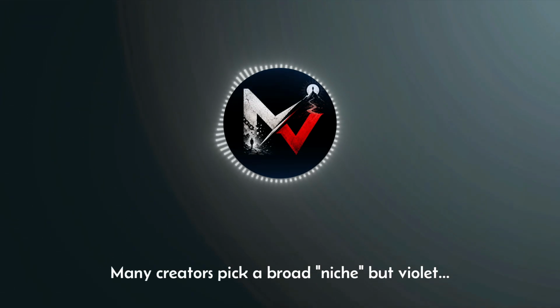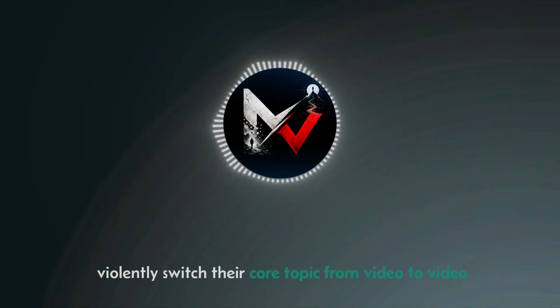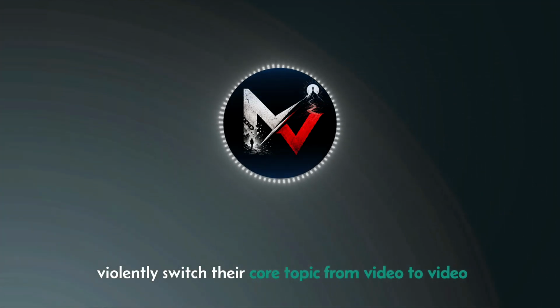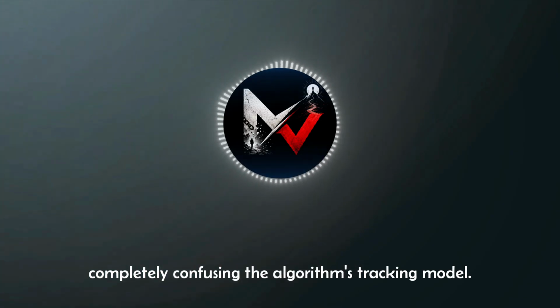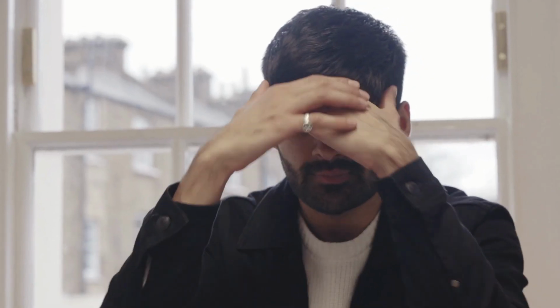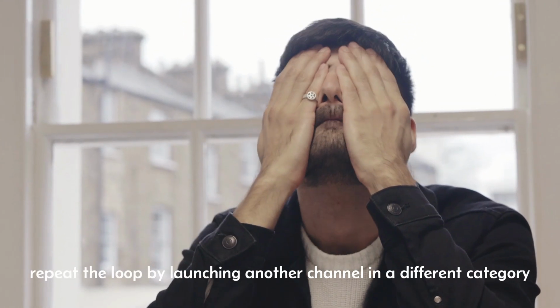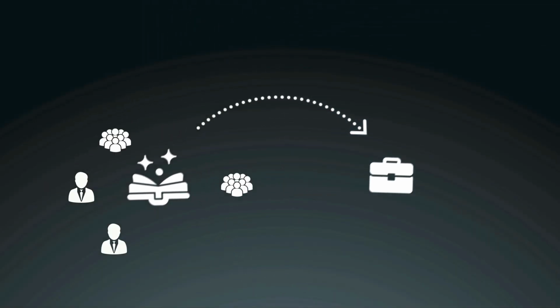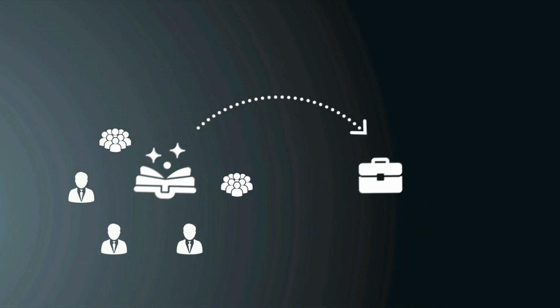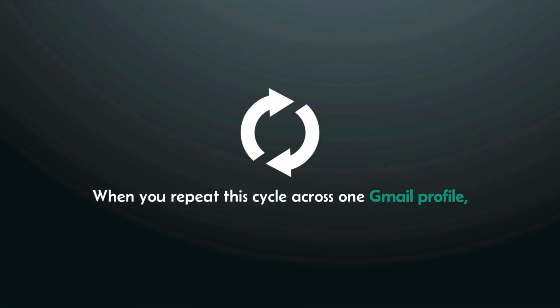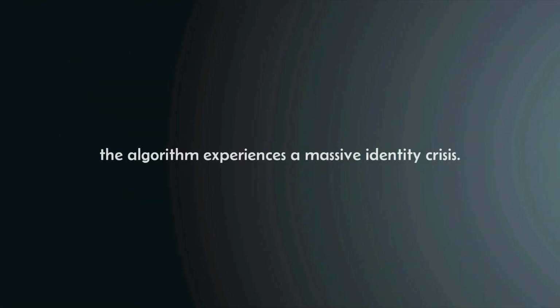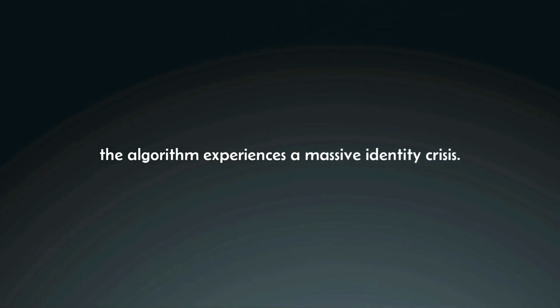Many creators pick a broad niche but violently switch their core topic from video to video, completely confusing the algorithm's tracking model. When the views flatline, most creators lose endurance, assume the channel is dead, and repeat the loop by launching another channel in a different category, just like I did. I jumped from stories to business because I thought the market was oversaturated. When you repeat this cycle across one Gmail profile, the algorithm experiences a massive identity crisis.